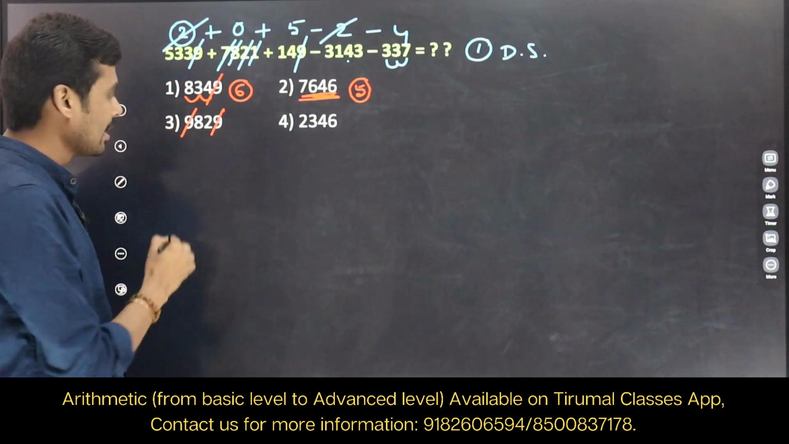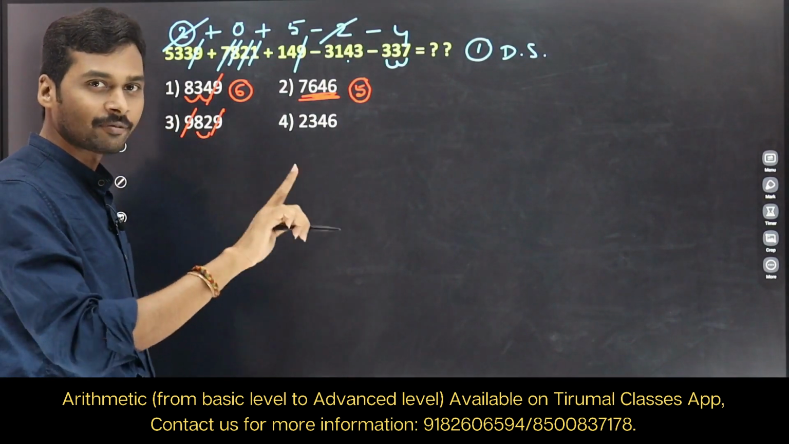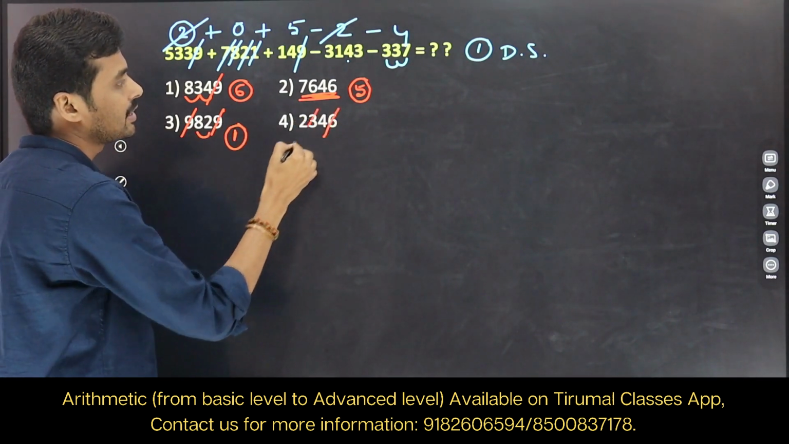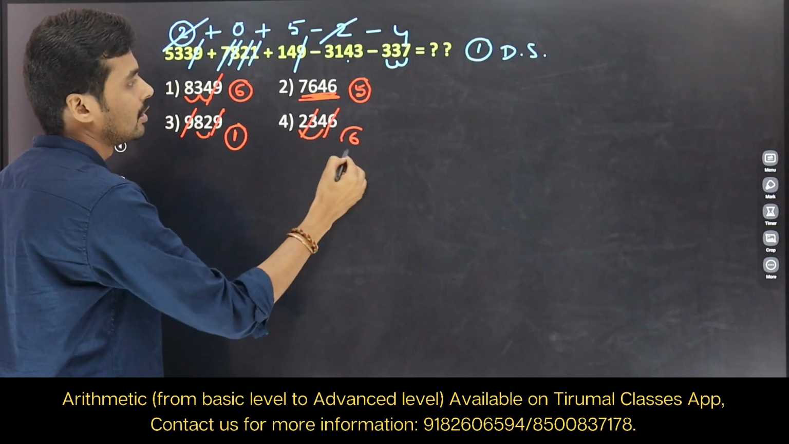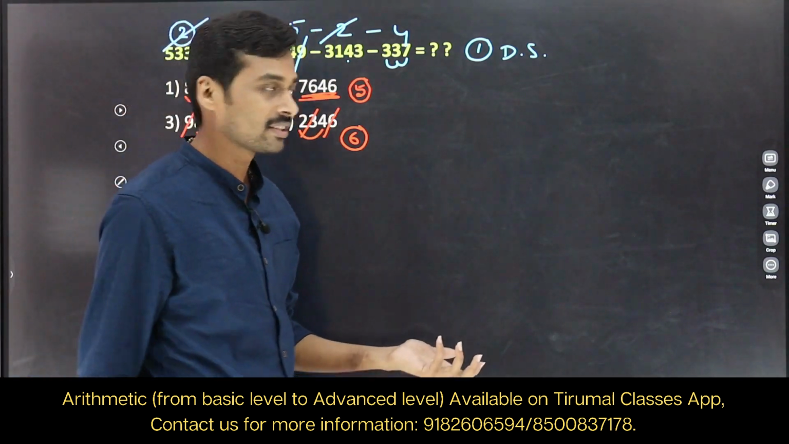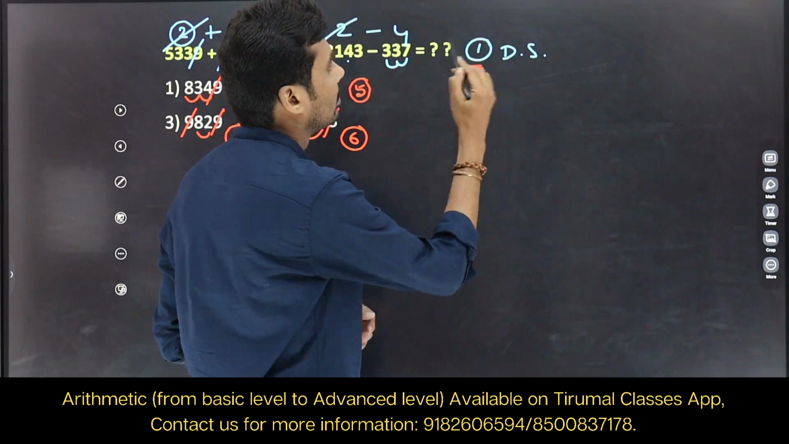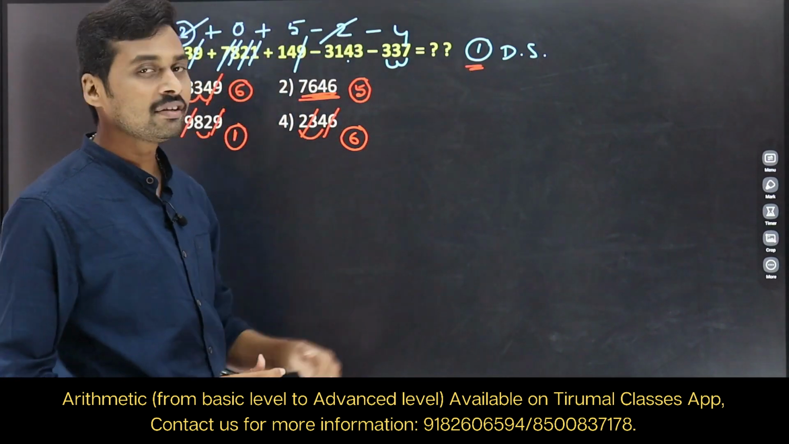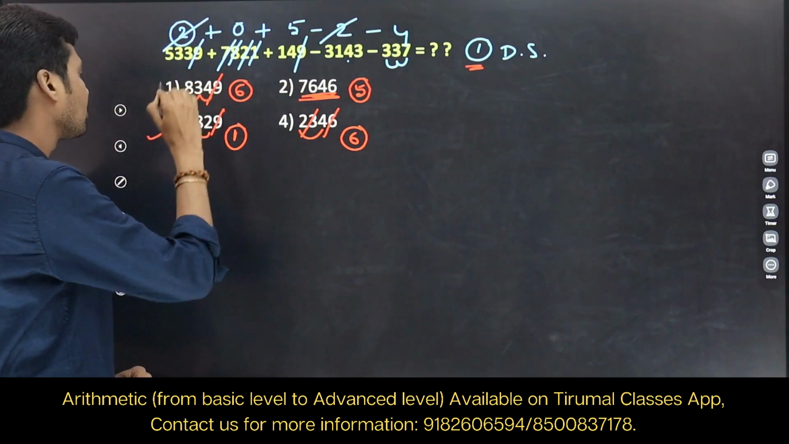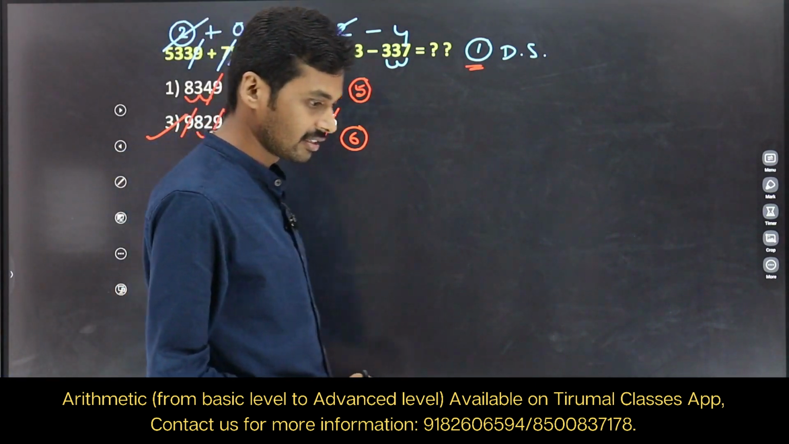Let's take the next one. 9 gets cancelled. 8 plus 2 is 10. 10 means that 1 plus 0 is 1. The DS value is 1. Here 6 plus 3 is 9. 4 plus 2 is 6. So we have the options with DS values 6, 5, 1, 6. The DS value as per the problem is 1, which we have in the third option. So the third option is the right answer.